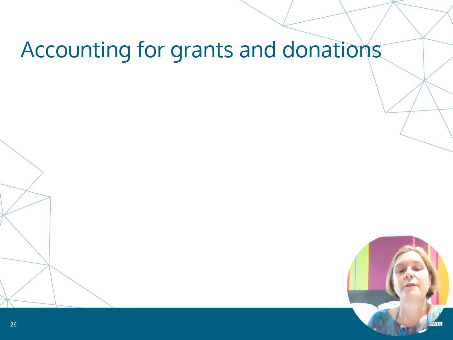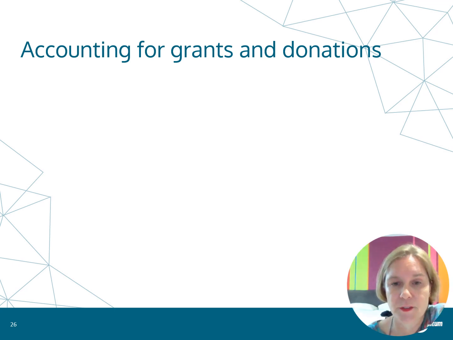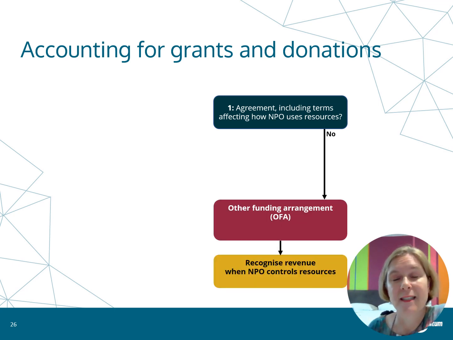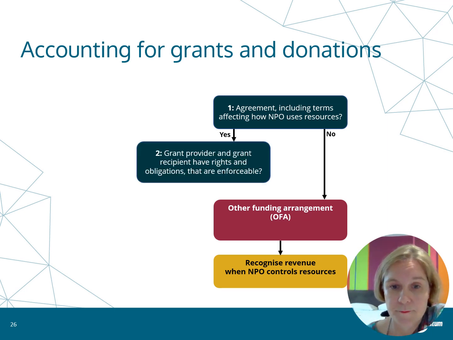So let's go through a kind of decision tree to find out how you work out what kind of grant you've got and therefore what kind of accounting you have to do. So the first question is: is there an agreement that has any terms affecting how the NPO can use the resources? And if there isn't, then it's basically some kind of general donation or a completely unrestricted grant. And the accounting is: recognize the revenue when the NPO controls the resources, i.e. when it's receivable or received. You recognize all of it when you get it.